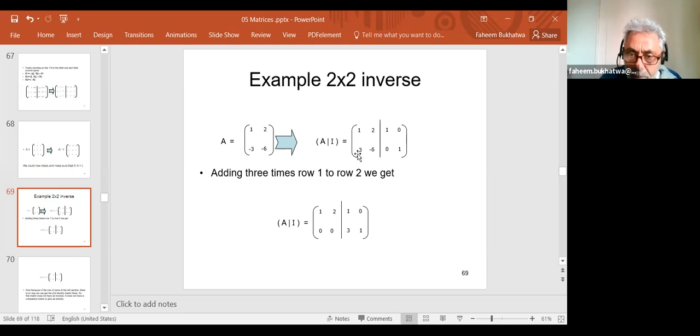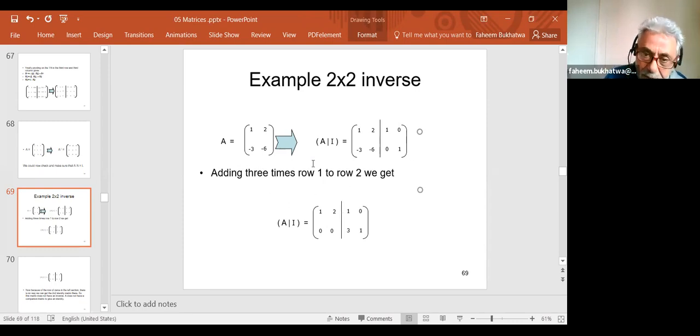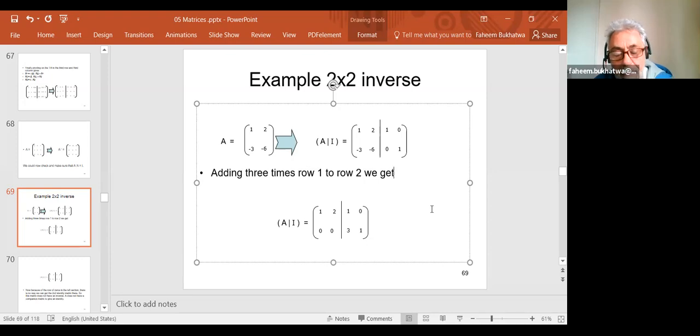So how do we turn this 3 into a 0? If we add 3 times row number 1 to row number 2, so this is -3. You take every element of row number 1, multiply it by 3 and add it to row number 2. That's the multiply-and-add operation. So 3 times 1 is 3, added to -3 turns it into a 0. Then 2 times 3 is 6, plus -6 is a 0. And 3 times 1 is 3, added to 0 is 3, and 1. So that's the first step.